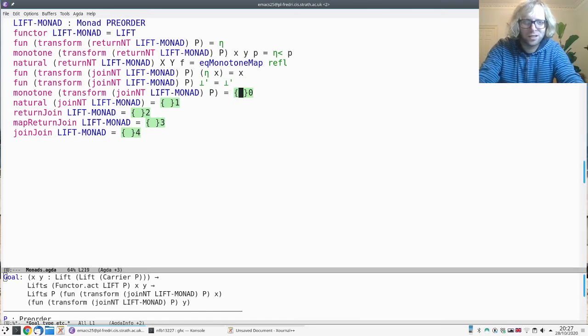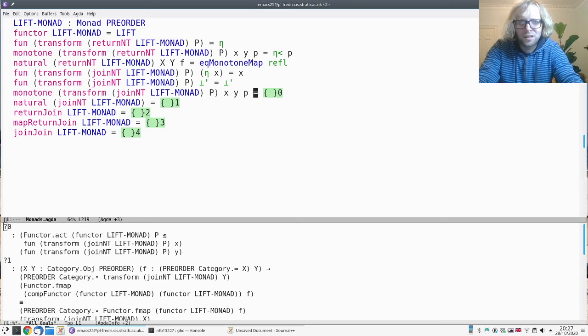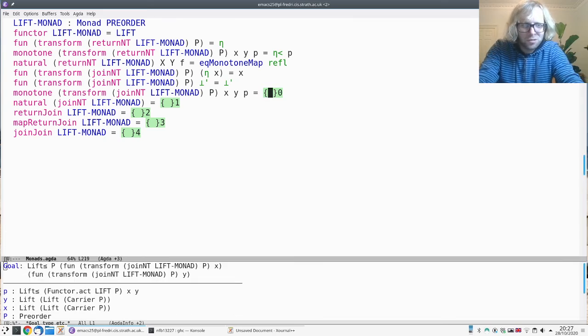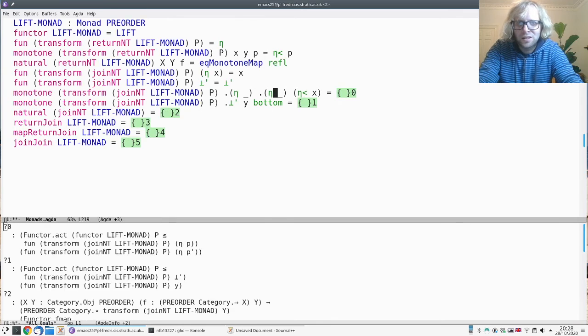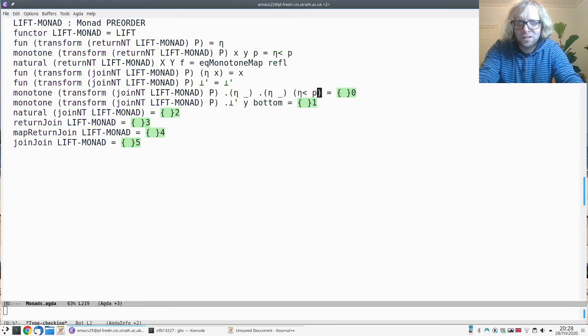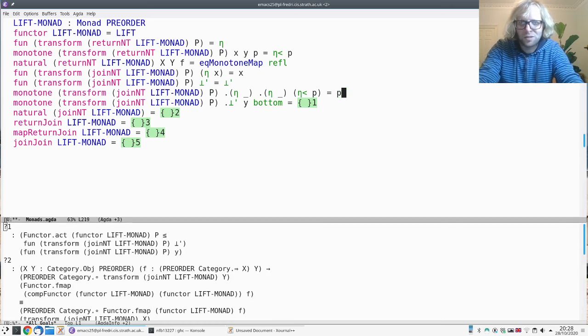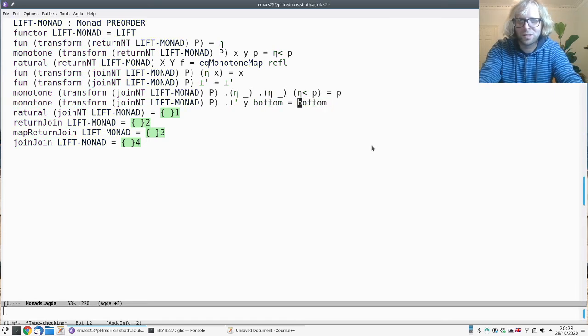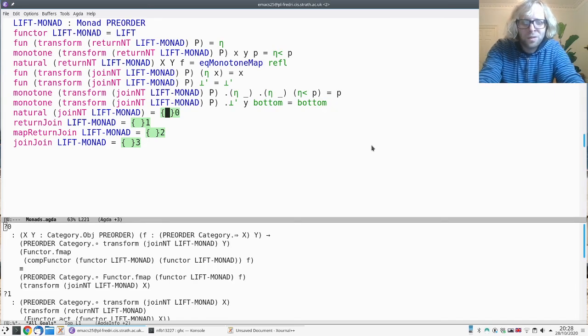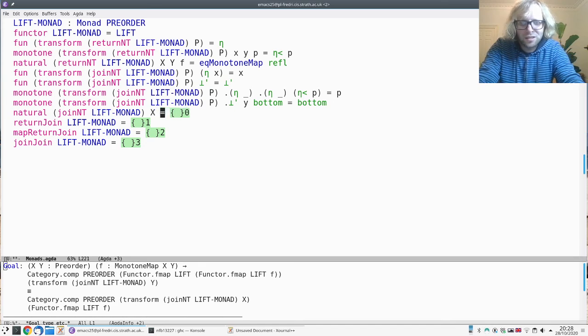Okay, we have to check that this is monotone, so we get given x and y and a p. And what can we possibly do? We have to look at this p. And two cases, it can be an inclusion or it's bottom. If it's an inclusion, then we have the P we need. If it's bottom, then we started with a bottom and we are sending it to a bottom. So we can keep using the bottom proof. Okay, is it natural?